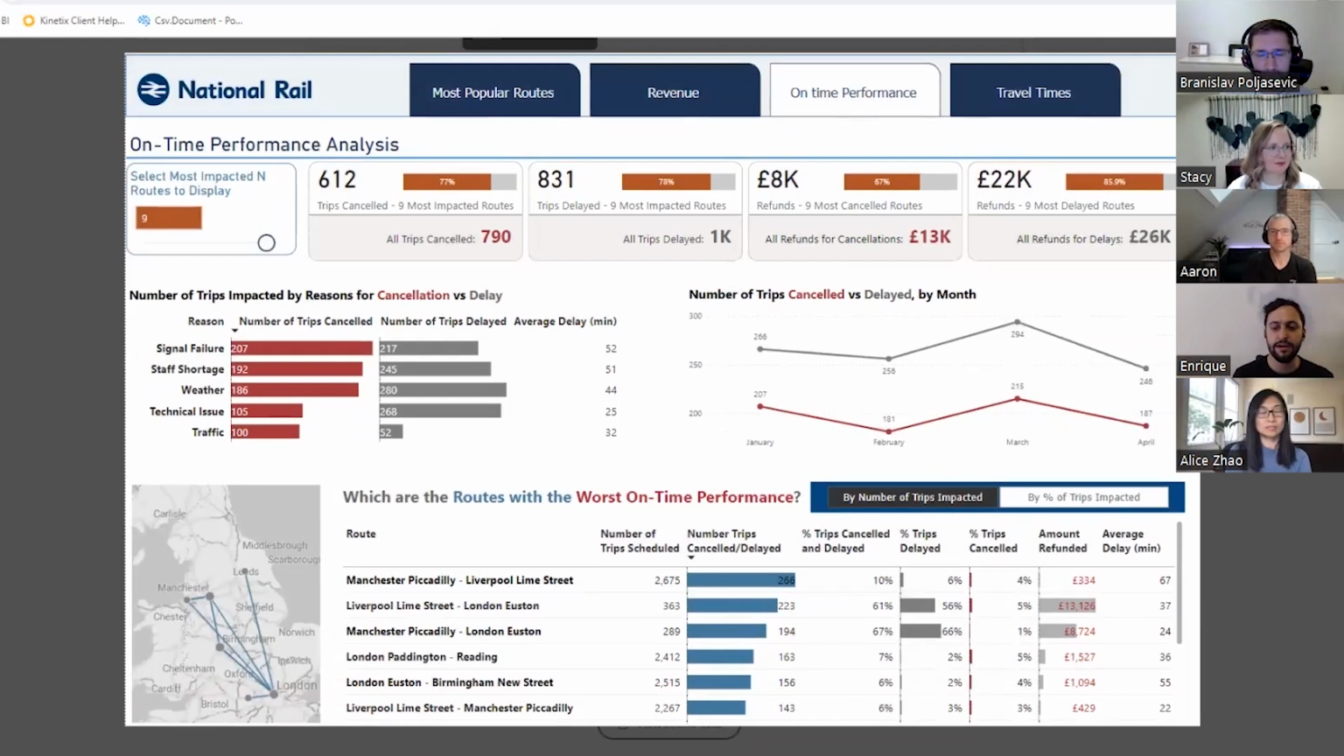I remember for this one, I thought, oh, right now it's sorted by number of trips canceled, but Manchester Piccadilly delivers to Wine Street. As we know, it just has a lot of trips scheduled. I wonder how it looks by percentage of trips. And the filter is right there. Right now it's by number of trips impacted, it's selected, it's this one here. But you can click.